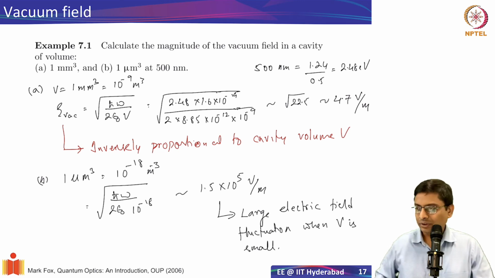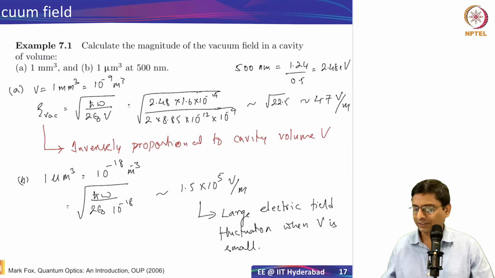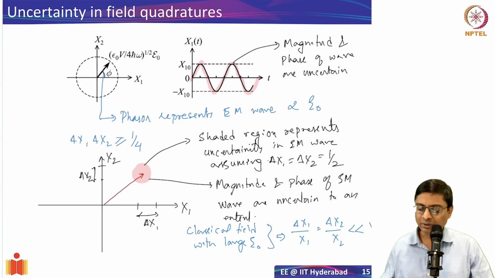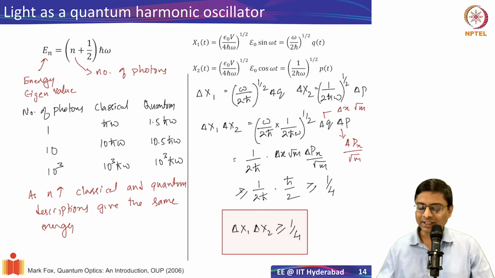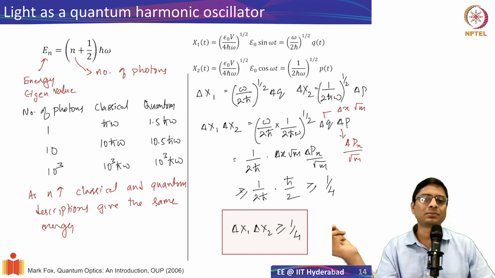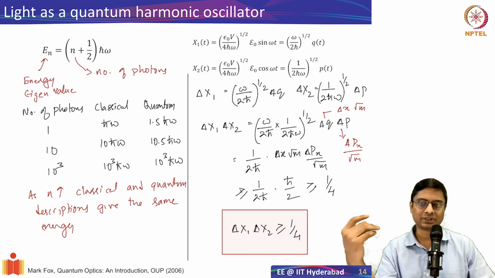All right. So this is about the vacuum field, and this is one of the more important concepts in quantum optics. So I hope that you're able to understand what this is. So just to recap, we started out with the idea that there are these quadratures, and we used the results from quantum harmonic oscillator theory. We said that we can write the quantized energy for an EM wave as (n plus half) h cross omega, where n is the number of photons, and the energy eigenvalues are En, right? And we'll come back to it next week.